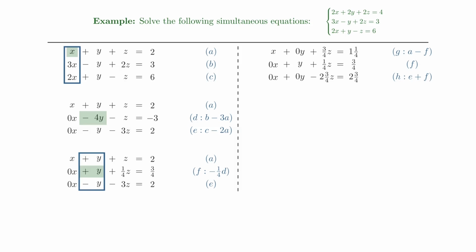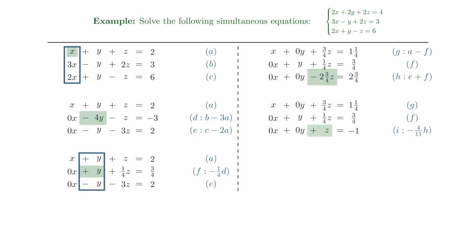Now I want to choose my third equation and make z into my pivot. So to do this, I want to get the coefficient of z equal to 1. So I need to divide equation H by minus 2 3/4. So equation G and equation F stay as they are. And equation H is going to become 0x plus 0y plus z is equal to minus 1. I'm going to label this equation I.